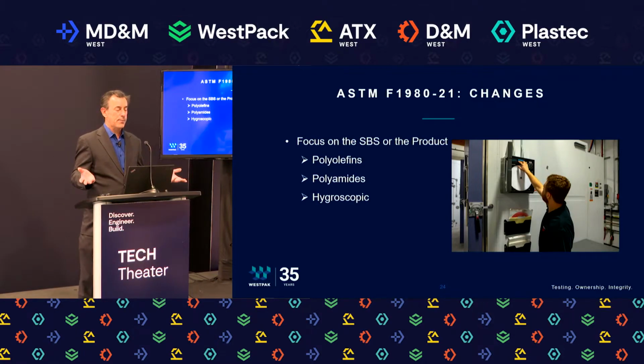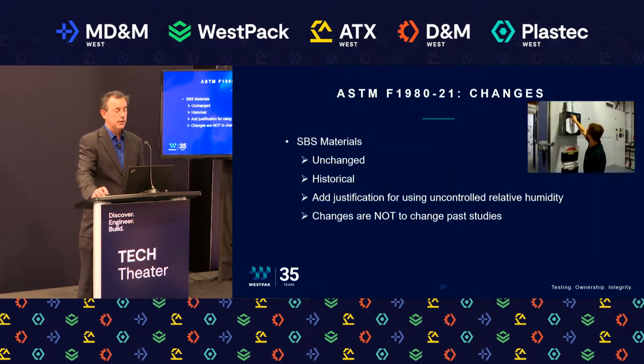So for the purposes, again, I guess I'm a little bit ahead of myself here. The focus is on the SBS, or the sterile barrier system, or the product. The materials that we're talking about are polyolefins, can be polyamides, basically materials that are hygroscopic. Materials that want to take up moisture or give up moisture is what we're talking about. So historically, for SBS materials, there should not be a change. We don't have to add humidity to our packaging.